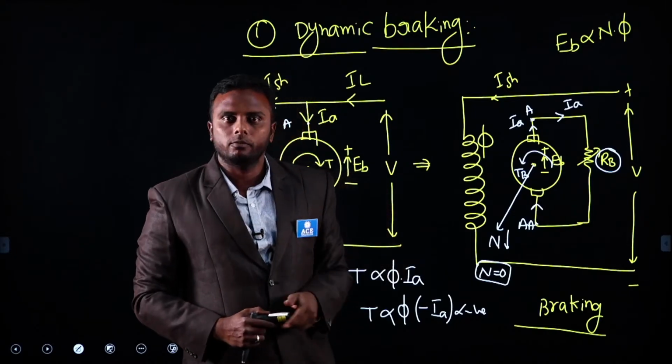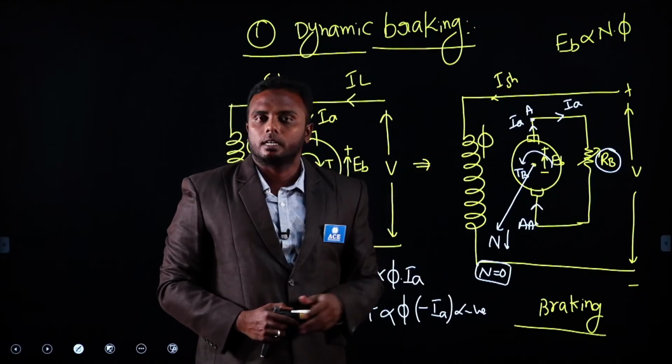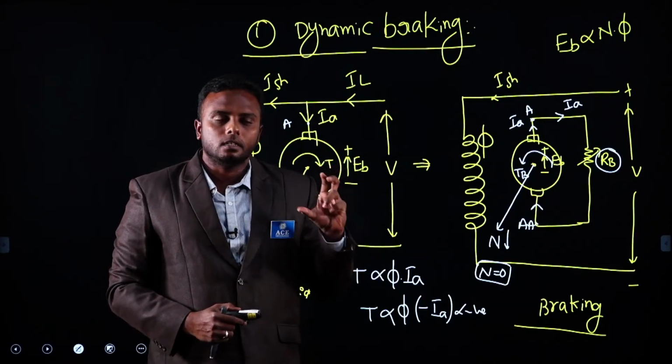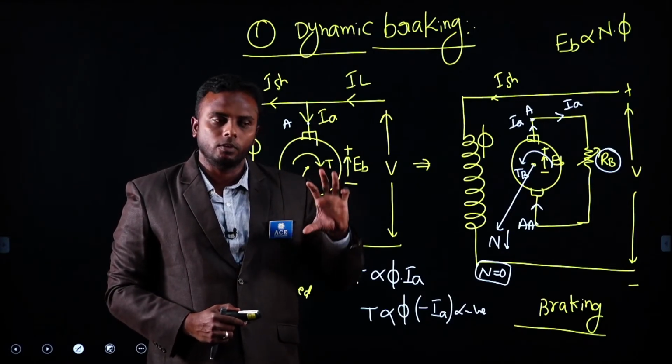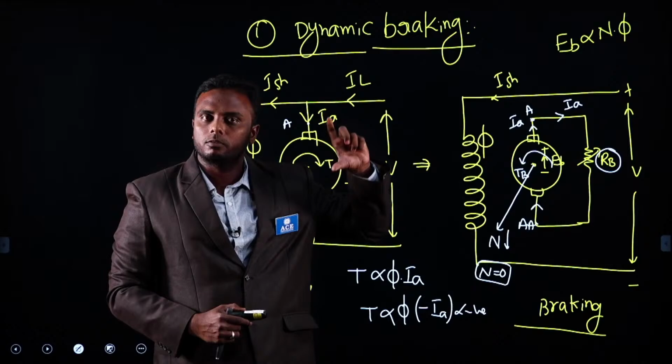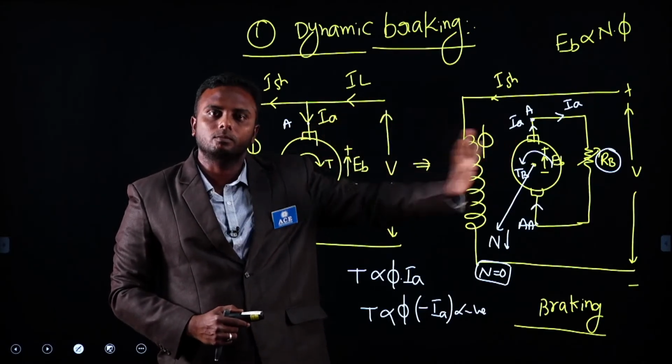But the next one, plugging, we have, that is called reverse current braking, because in reverse current braking, we will give supply to the armature directly from the source.